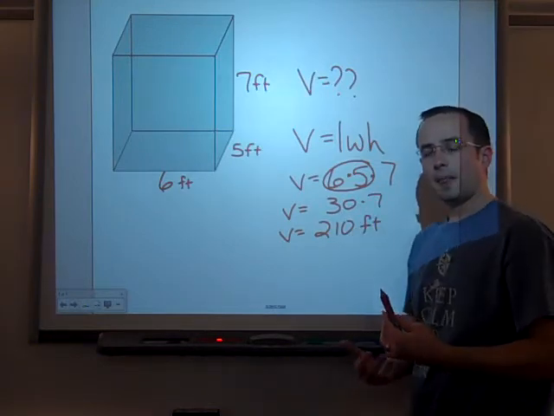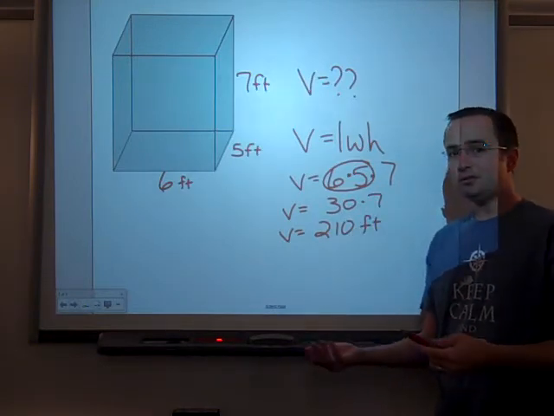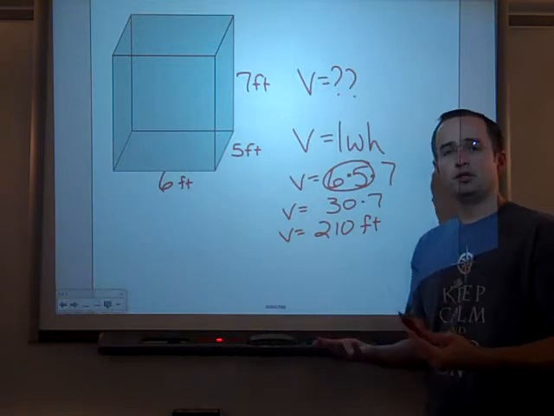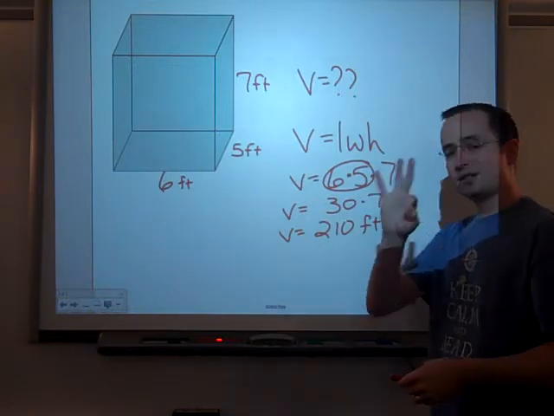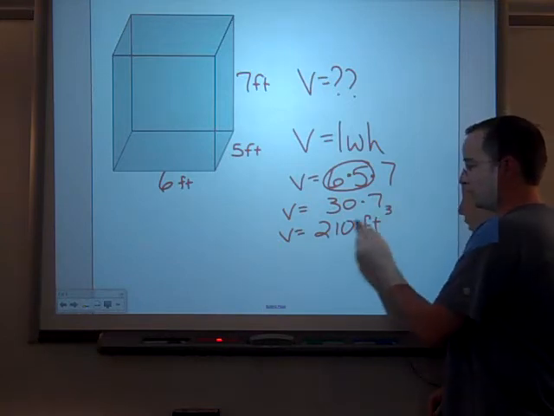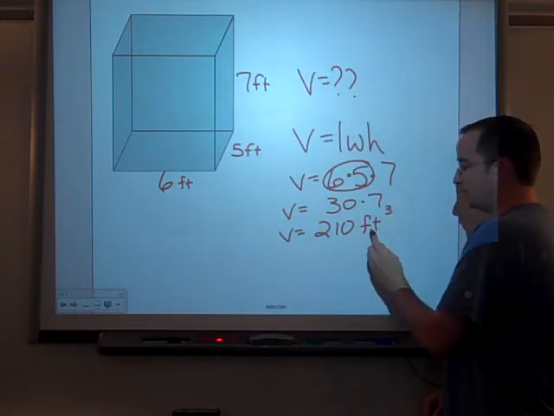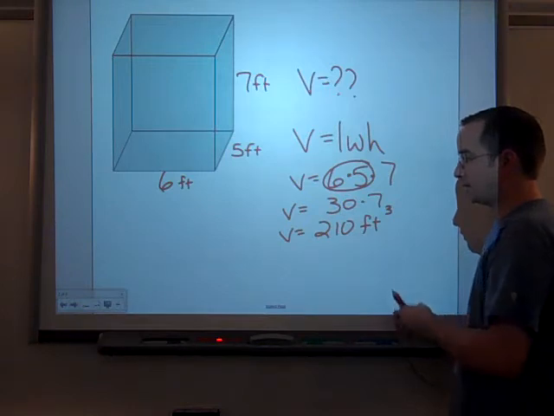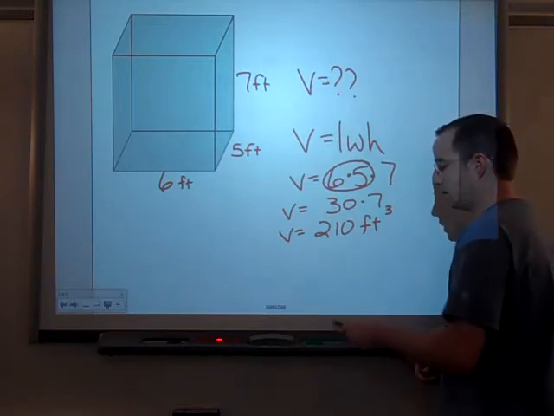And now here comes the hard part. Is it squared? Is it just feet? Or is it cubed? It's cubed because it's a 3-dimensional shape. So my symbol goes right there, 210 cubic feet. And that's our answer.